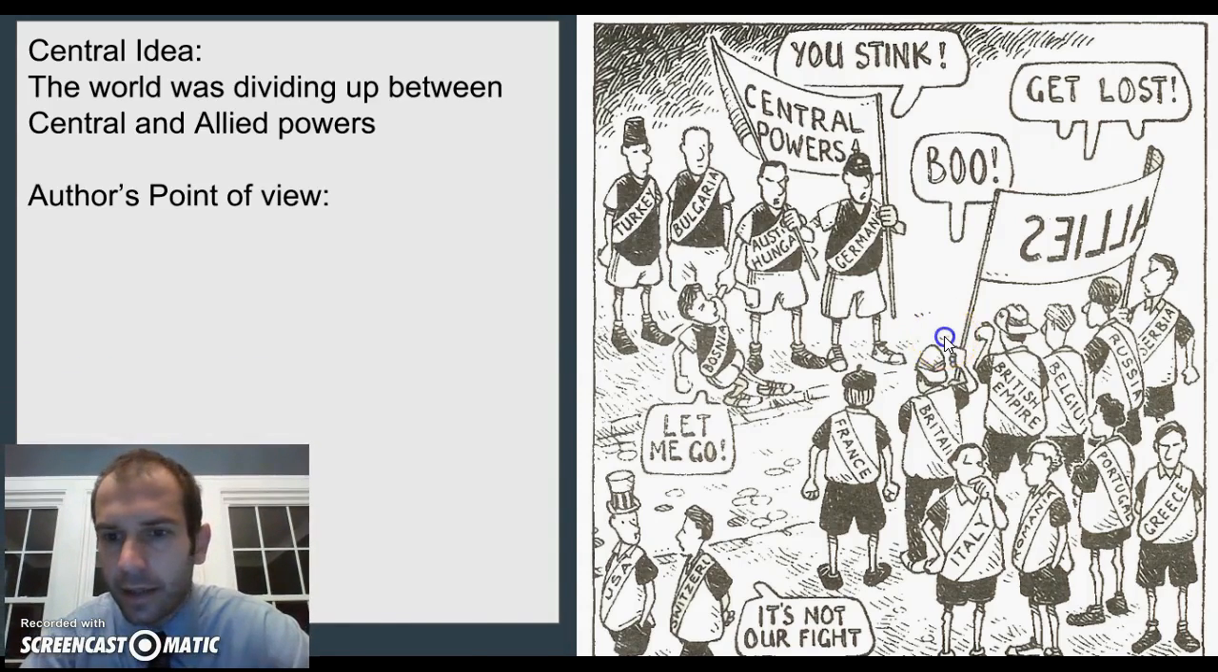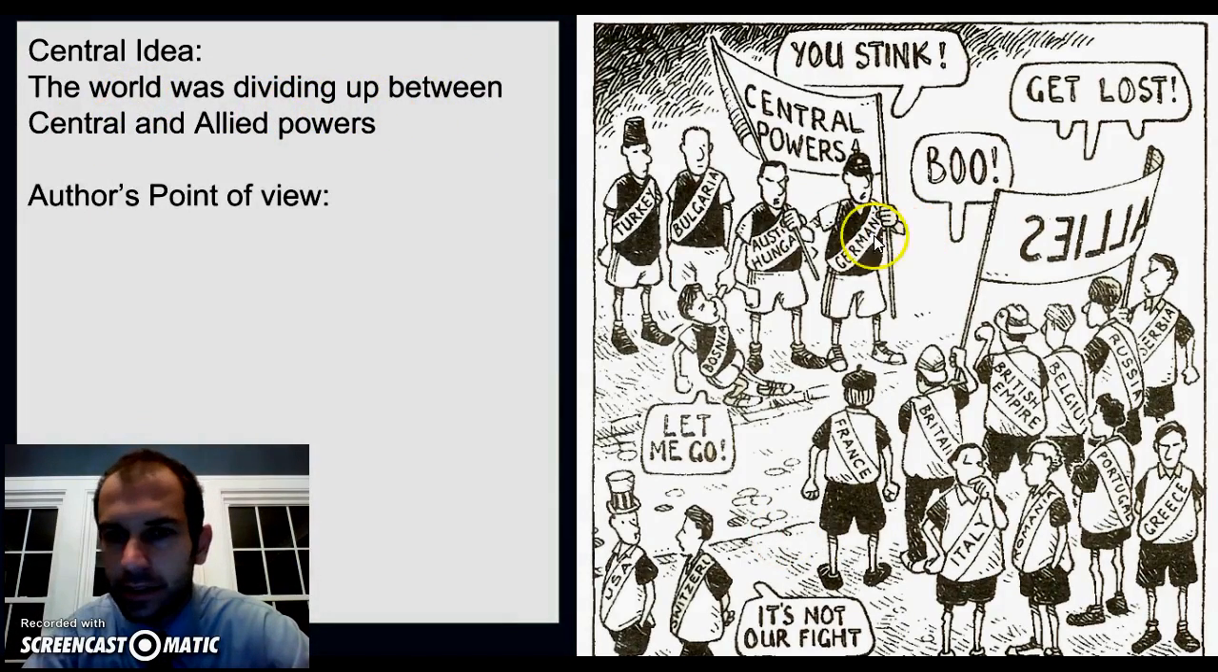I would say that the author's point of view here, the central idea is something like the world was dividing up between the Central and Allied powers. See how they're split here? I would say that the author's opinion of this maybe is that they're being kind of childish, like kids drawing a line in the sand across this little street here. You know, I think there's a little bit of that the author's saying, that they're being childish.